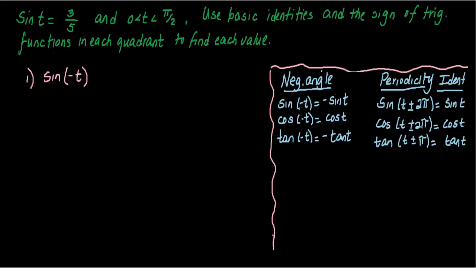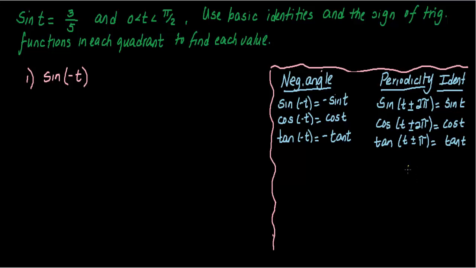In this example, we're going to work with the negative angle identities and also with the periodicity identities. What these identities say is that if you're at an angle T, for example, and you go around one turn, you end up where you started. It's like having coterminal angles.